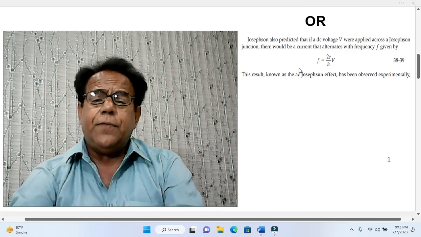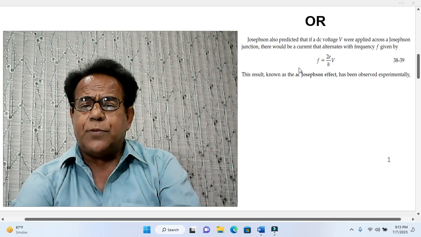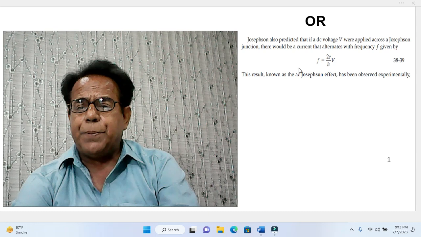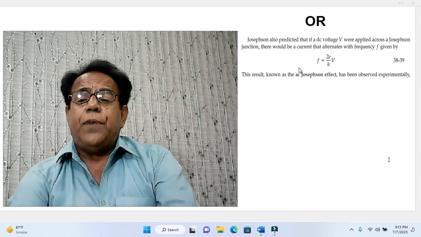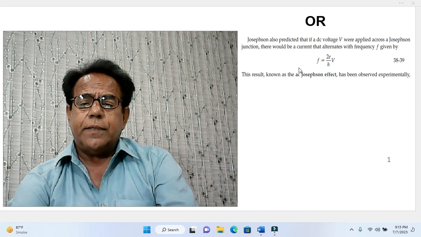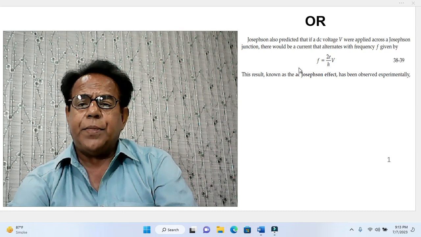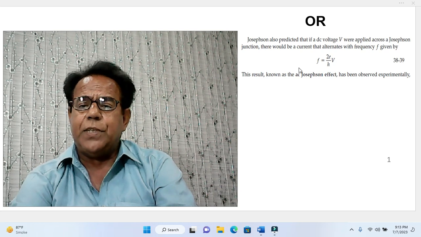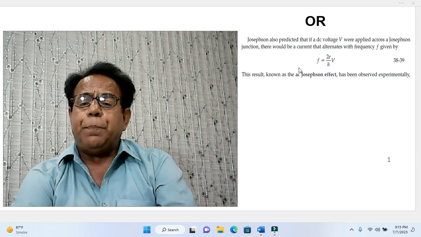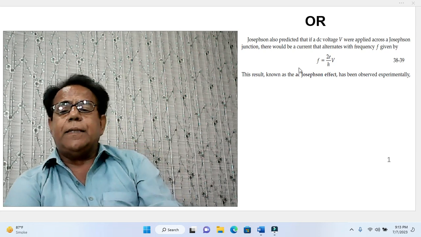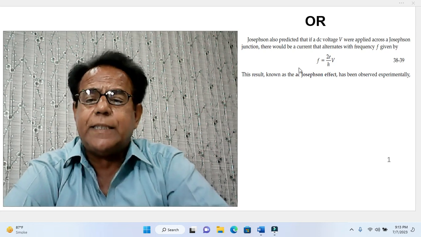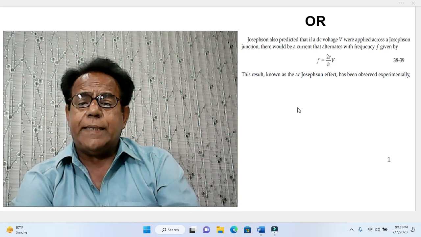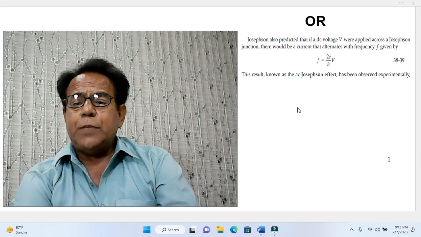The third version says Josephson also predicted that if a DC voltage capital V were applied across a Josephson junction, there would be a current that alternates with frequency f, given by f equal to 2eV over h, where e is elementary charge, V is applied voltage, and h is Planck's constant. This result, known as the AC Josephson effect, has been observed experimentally.